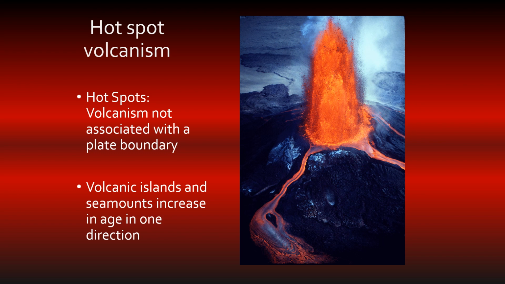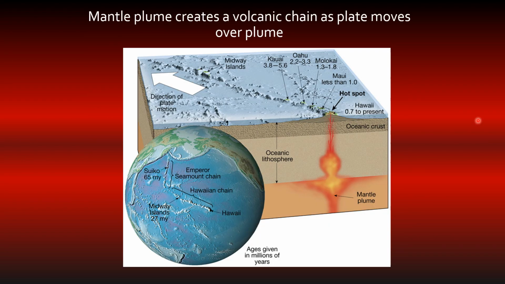Further evidence for plate motion is hotspot volcanism. So hotspots are volcanic features that are not associated with a plate boundary. They are associated with plate motion, but not a plate boundary. Volcanic islands and seamounts increase in age in one direction. So I mentioned earlier Hawaii. So this is a cross section of what this looks like. So up here on the top, we've got plate direction this way. Here's the hot spot or mantle plume, right?